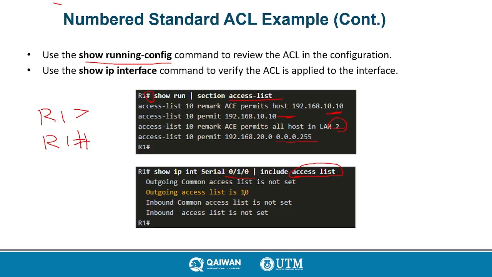Now, what does it say? It says outgoing access list is 10. So it means that we have an access list. It's numbered, it is number 10, and it is outbound. For the inbound, there's nothing. There's no access list or anything applied here.